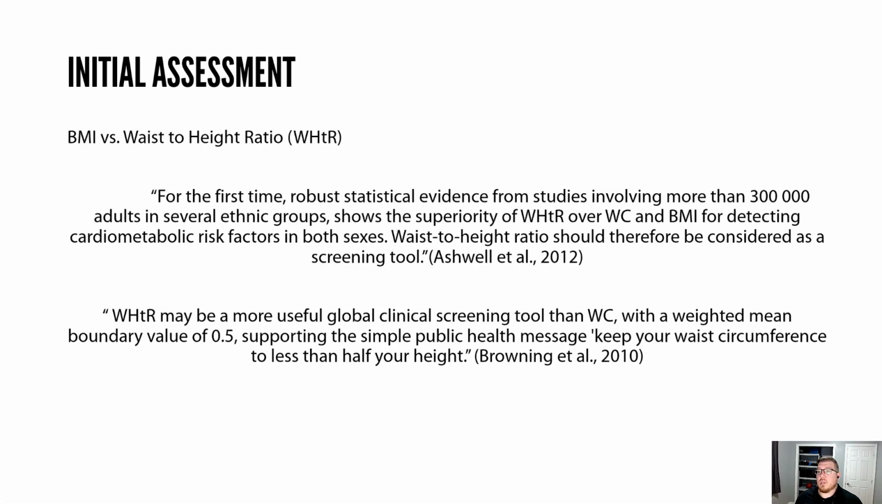So here are just some excerpts from some research articles referencing waist to height ratio as a cardiometabolic risk factor, or how we can detect cardiometabolic risk factors. So here, this is a BMI versus waist to height ratio, which we can get obviously from measuring height and our waist circumference. So for the first time, robust statistical evidence from studies involving more than 300,000 adults in several ethnic groups shows the superiority of waist to height ratio over waist circumference and BMI for detecting cardiometabolic risk factors in both sexes. Waist to height ratio should therefore be considered as a screening tool. And waist to height ratio may be a more useful global clinical screening tool than waist circumference, with a weighted mean boundary value of 0.5, supporting the simple public health message, keep your waist circumference to less than half of your height.